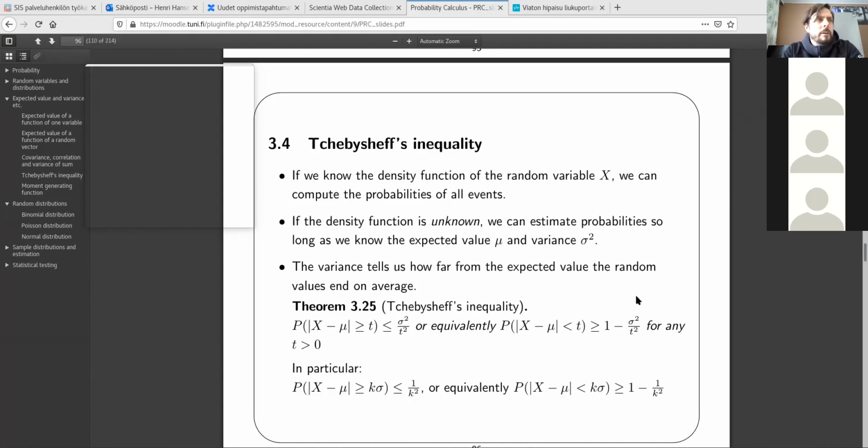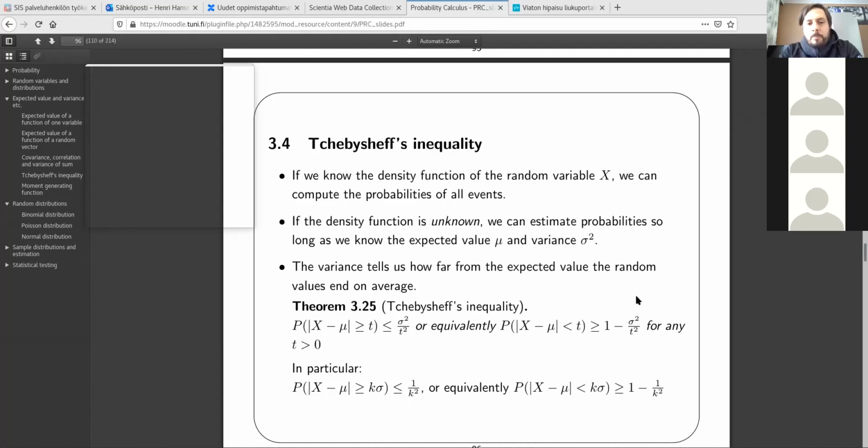For instance, how far do they fall from the expected value? If we know the variance, the more extreme the values, the less probable they tend to be. And the inequality called Chebyshev's inequality, given in theorem 3.25, I really do hope that you understand. This is like the minimum standard. So the idea is that it can't get worse than this.